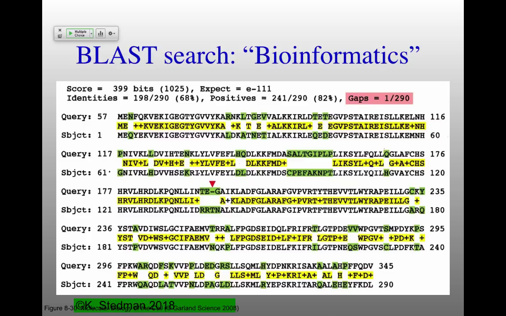A lot of people use BLAST as a verb. I think it's completely crazy, because what does BLAST stand for? Anybody have any ideas?